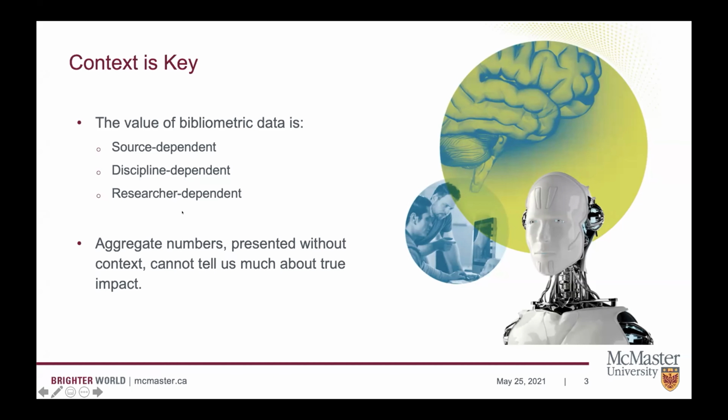And finally, bibliometric data is very researcher dependent as well. So if you have a new researcher, maybe they've only been working in the area for 5 years, they're going to have a much harder time driving up their H-index versus somebody who's been in the field for 30, 40 years. So when we look at aggregate numbers on their own outside of context, when we just provide the number, it actually can't tell us very much. It's not very helpful. And when taken to the extremes, it can actually be quite harmful. So I'm going to pass it over to Jennifer to talk about some of the pitfalls that come along with metrics.